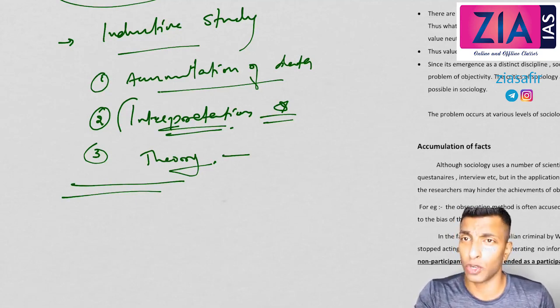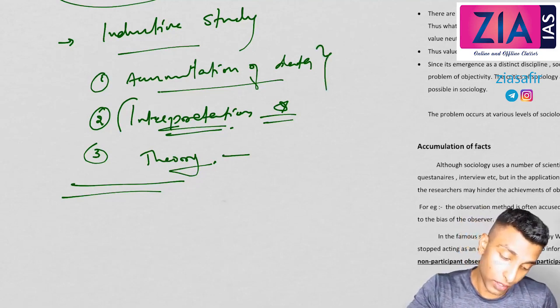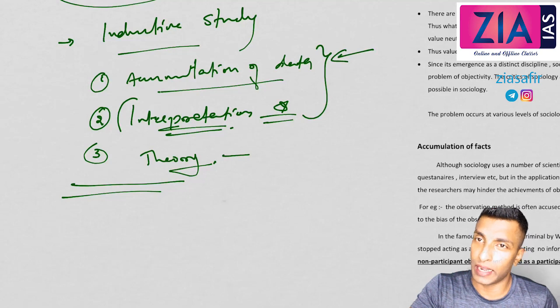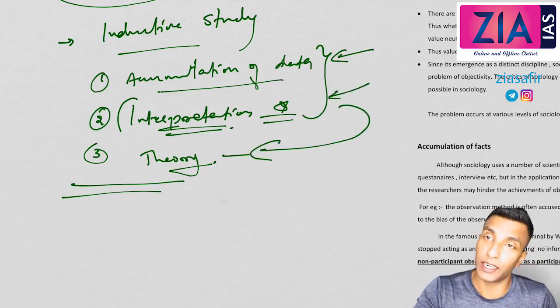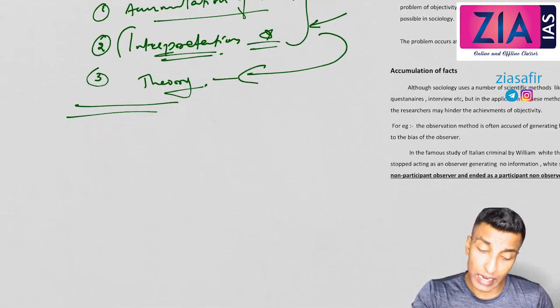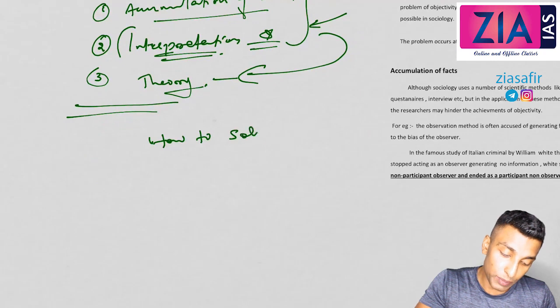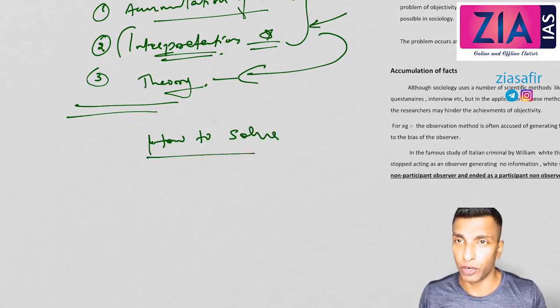So in all these areas, objectivity will be compromised. First of all, the value-loaded information which you have collected and its interpretation will automatically result in a biased theory. Now, apart from that, how can you ensure objectivity? How to solve this problem? This also needs to be a part of your answer.